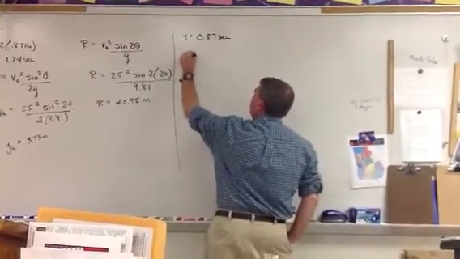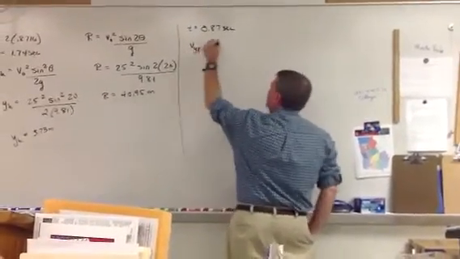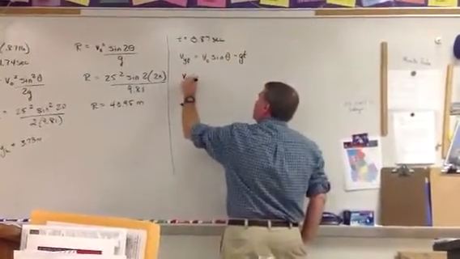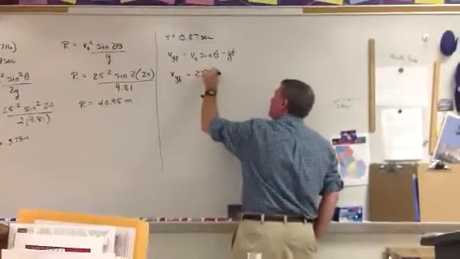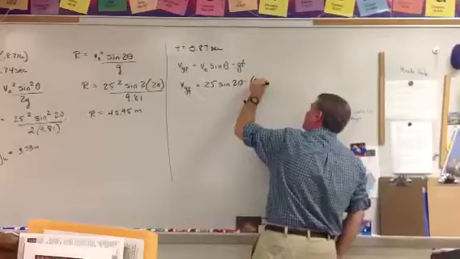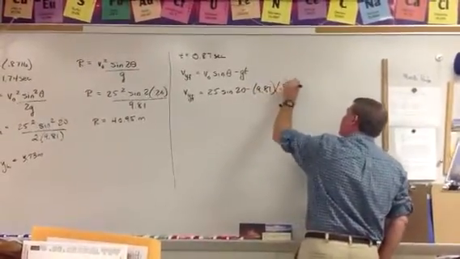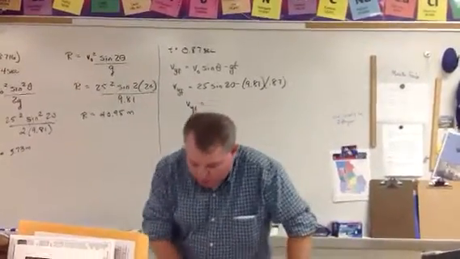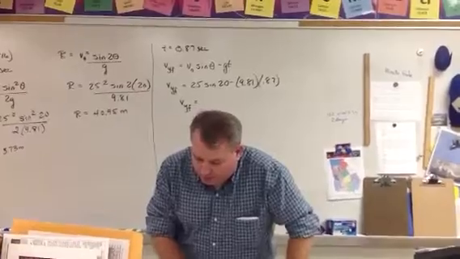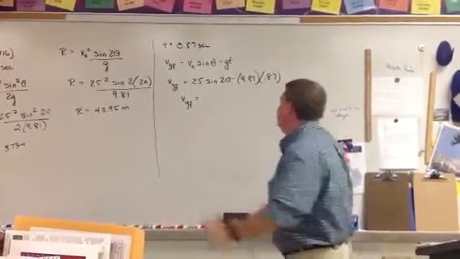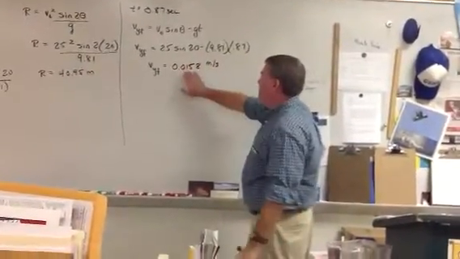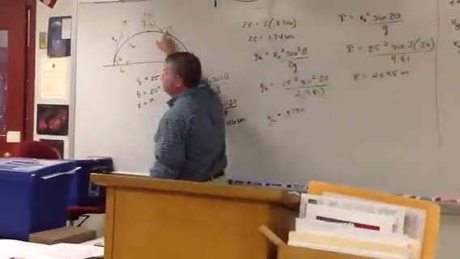So a time of 0.87 seconds. We use the final velocity equation, Vyf equals V naught sine theta minus gt. So Vyf is equal to 25 sine of 20 minus 9.81 times a time of 0.87. Vyf is now equal to 0.0158 meters per second. And that makes a lot of sense, because the final velocity at the top of the path right here is 0 meters per second.